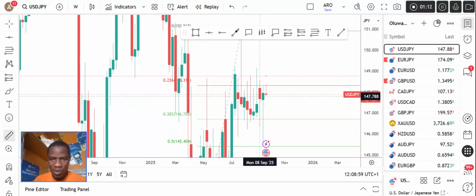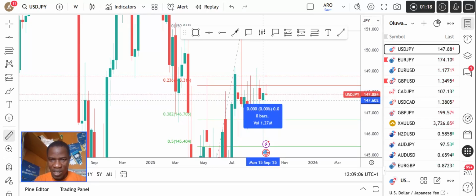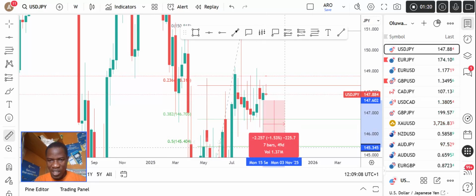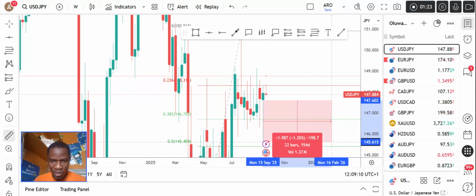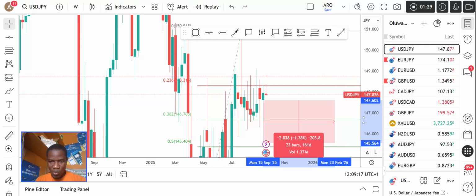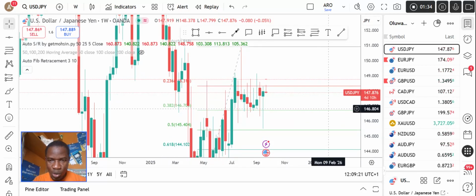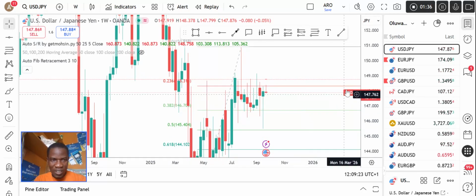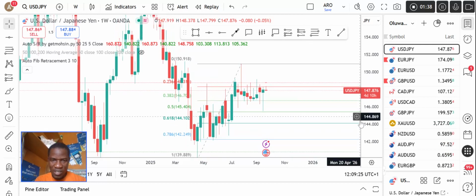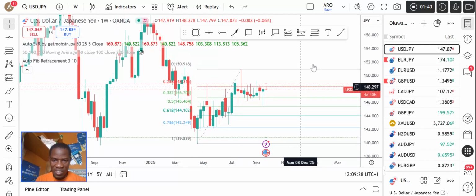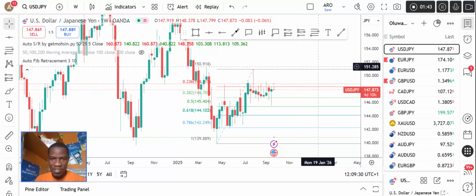Let me calculate from where it will come from. Let me calculate from here. So the market moved to this level. That's about 200 and something pips. So it moved about 200 and something pips. So today, let's see the overall view of the trade for us to make a right decision.